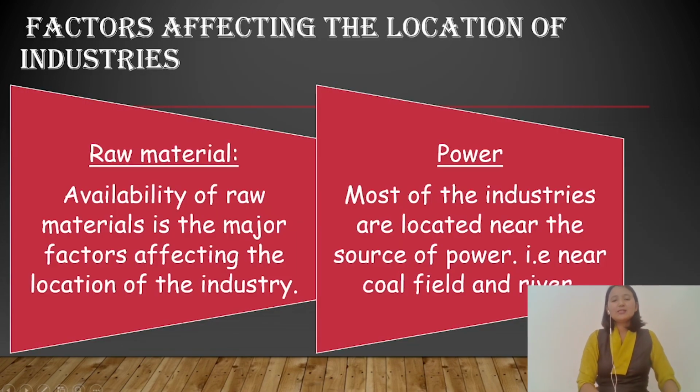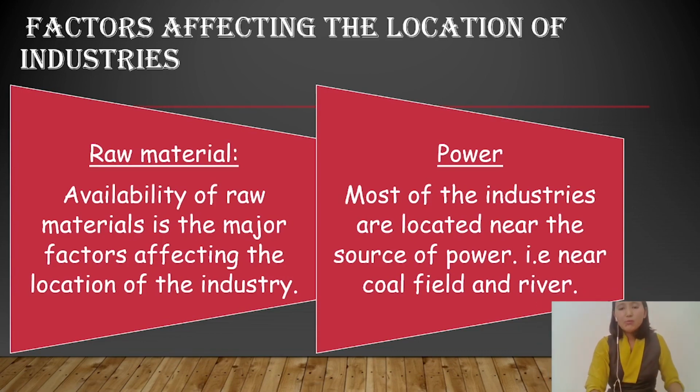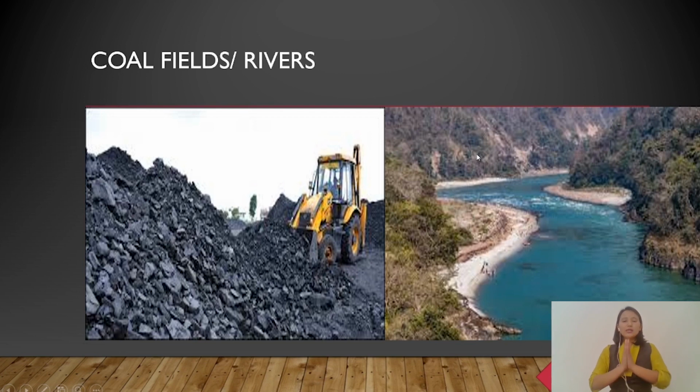Then the second factor is power. Power means electricity. Electricity is very important for the factory, because nowadays most industries use advanced technology. These advanced technologies cannot operate on their own. These technologies are driven by electricity. So it is very important that electricity should be there where the industry is going to be set up.